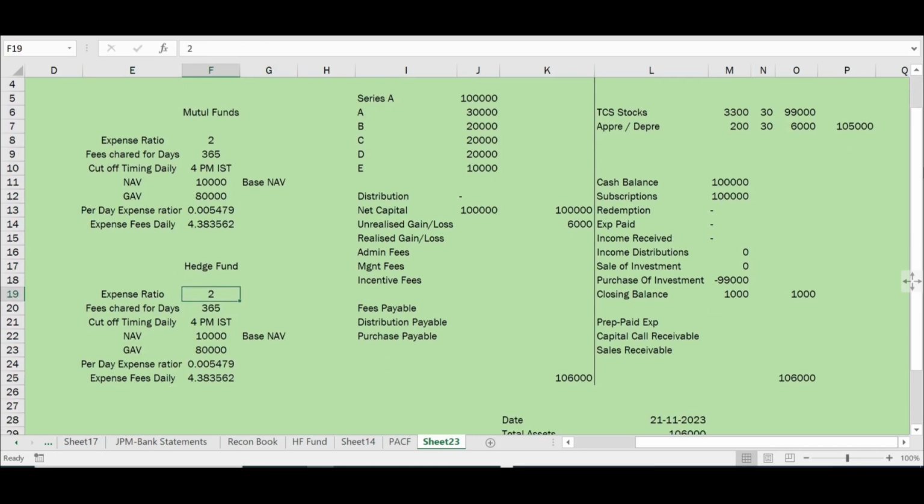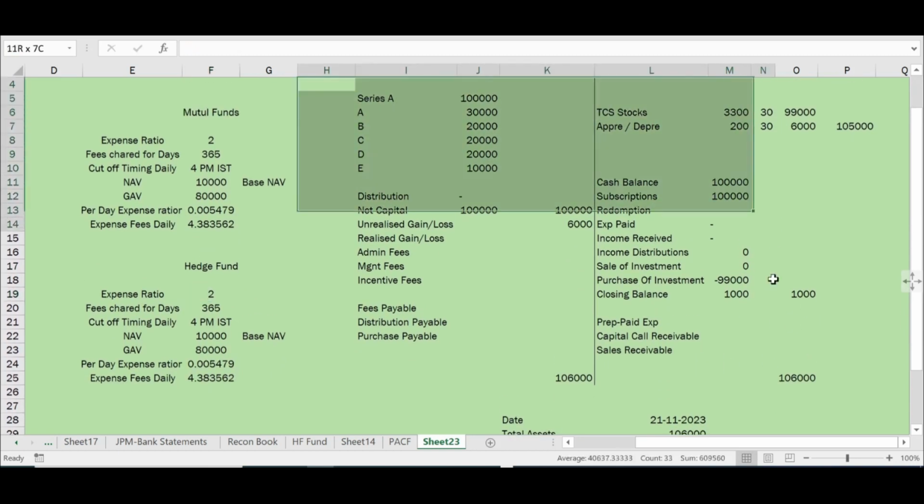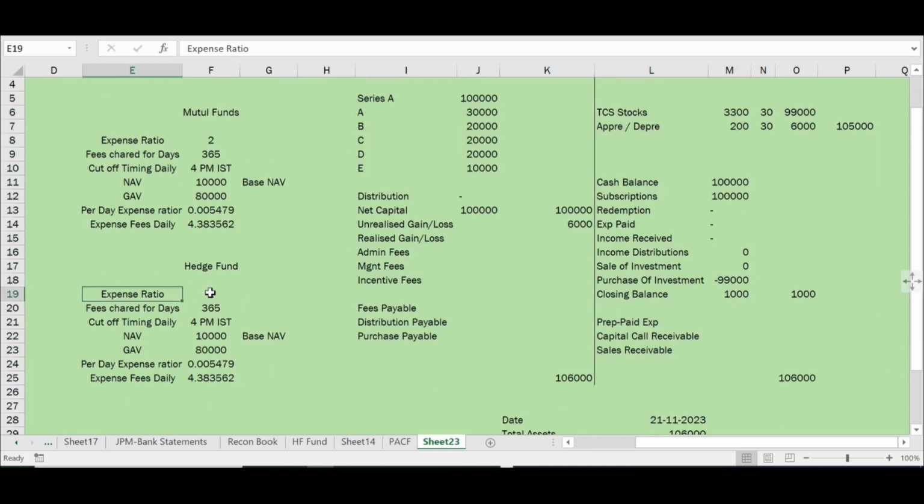In case of hedge fund, same example, right? There is no change in it because this would remain same. What will change? Only the percentage. Instead of expense ratio, you will say management fees. Let's say management fees is 2%, for again 365 days. Cutoff timing is 4 p.m.